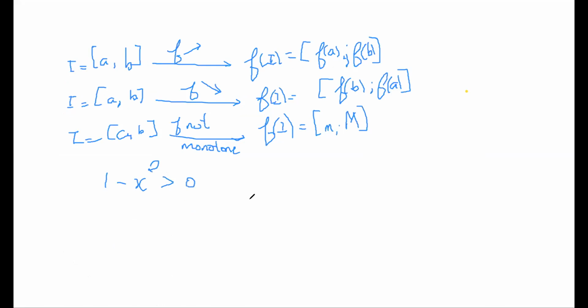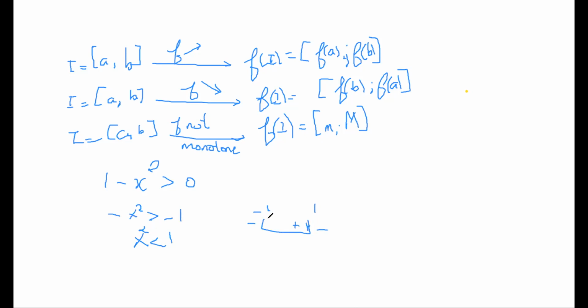Minus x squared greater than minus 1, so x squared less than 1, then x less than 1 or minus 1. Union. Minus, plus, minus.